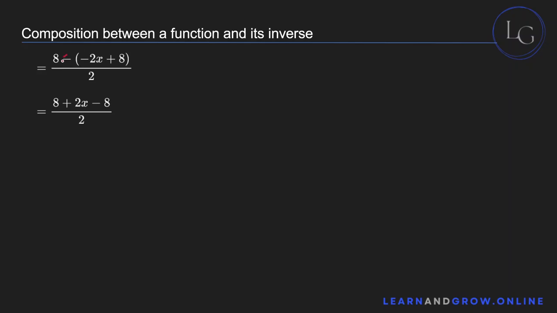So once you multiply this negative sign with this entire bracket, you get (8 plus 2x minus 8). You can cancel out this positive 8 and this negative 8. That gives you 2x over 2. You can cancel out this 2 and this 2, and that leaves you with x. So now you've proven that f of f inverse of x is equal to x, and f inverse of f of x is also equal to x.